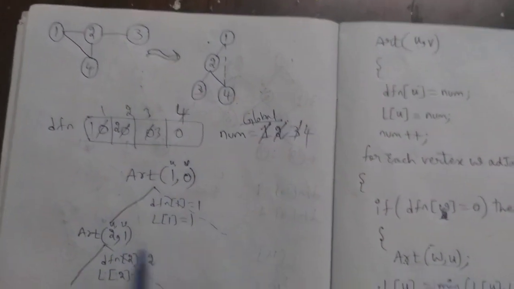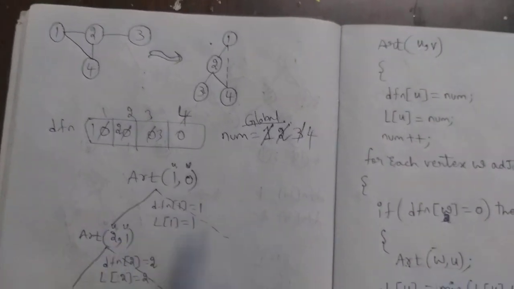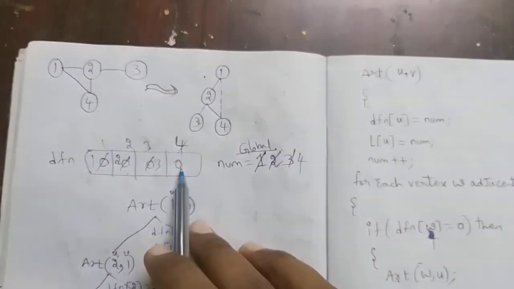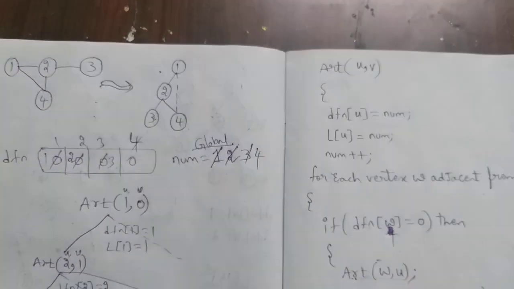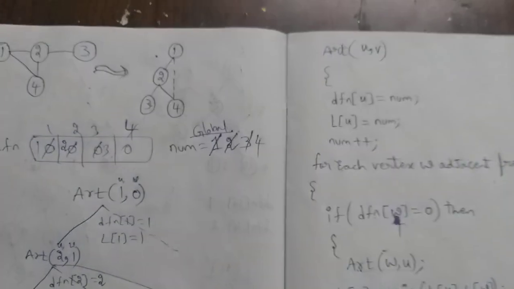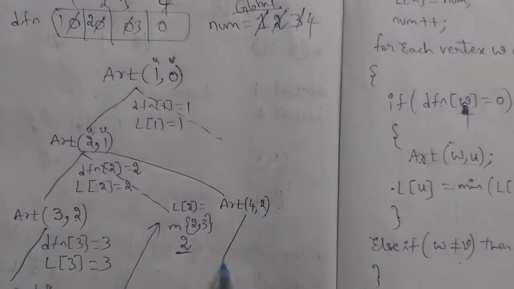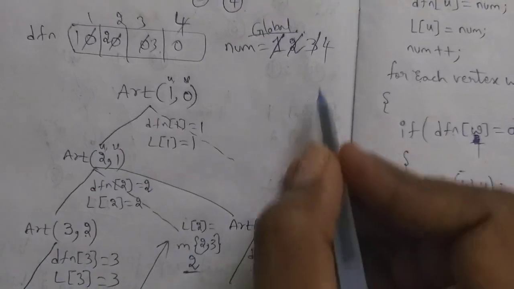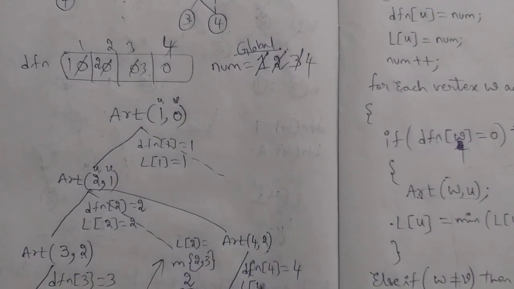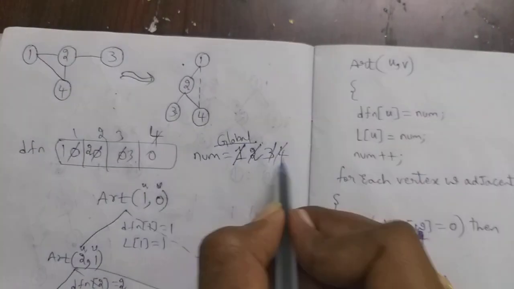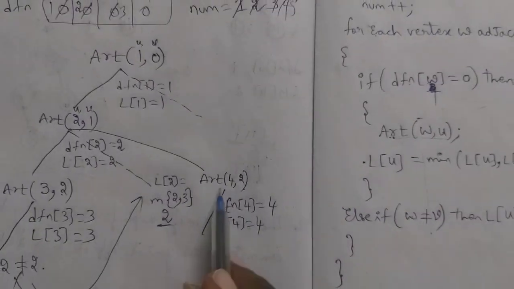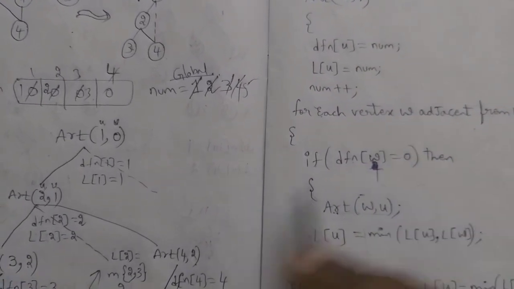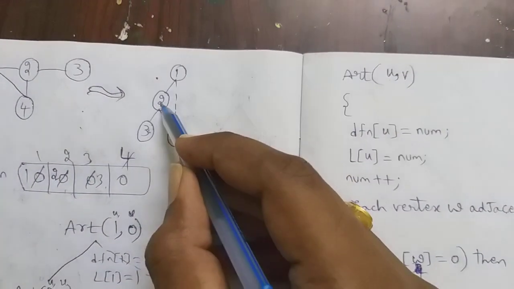Now adjacent is 4. With 4, if the depth first number of 4 is 0, w is 0 means 4 is 0. Yes, it is 0, correct. Then what we are doing, we are calling the articulation function of 4 comma 2 again. Even these three statements are same. Depth first number of 4 is equal to 4, which is num, and L of 4 is equal to 4, num is equal to 5. Yeah, in this articulation function of 4 comma 2, for each vertex W adjacent from U, what is the vertex adjacent to 4? Only 2.